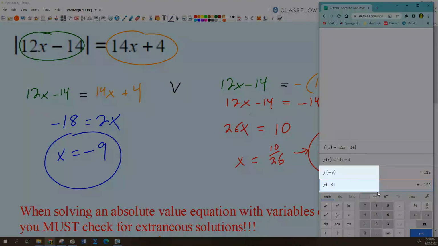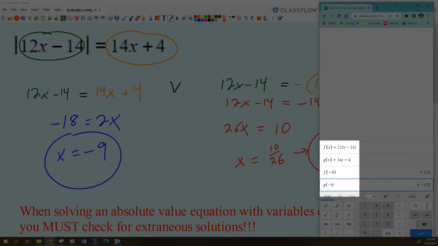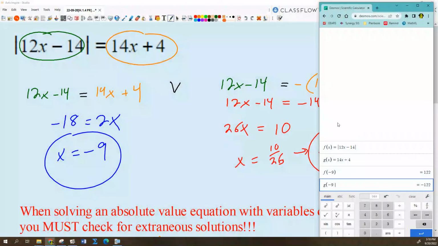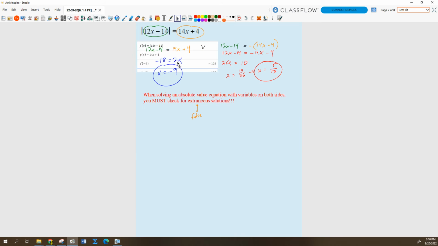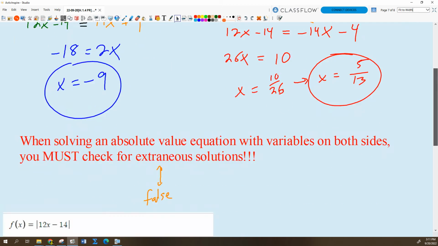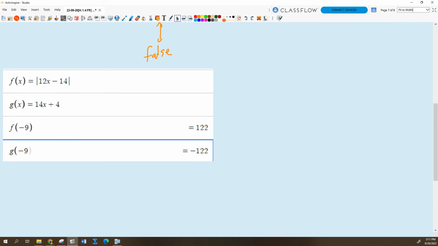Okay, so everybody gets that? Because these are different answers. That's supposed to be an X. That's not a very good X, though, is it? This pen is just not so great. So x equals -9 is not a solution.